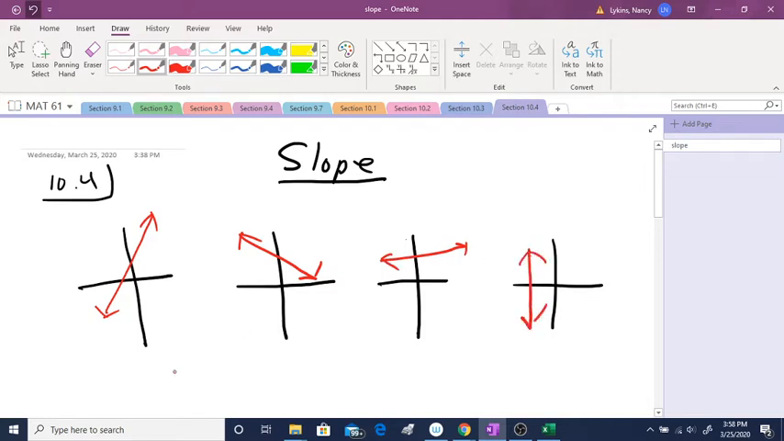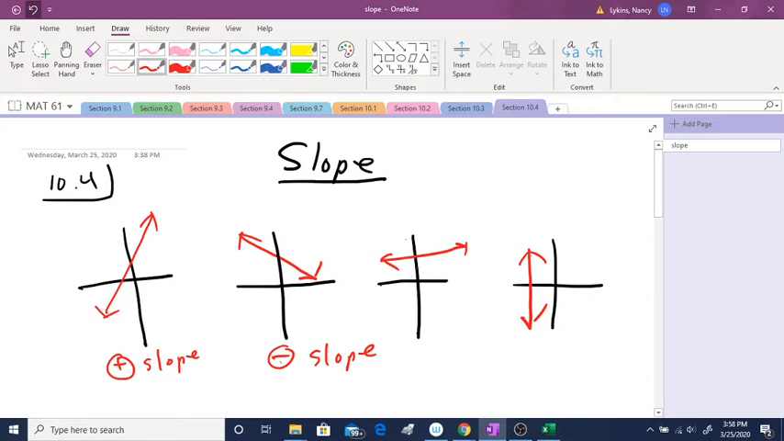Now, on the first one, it's going upward. This is what I call a positive slope. I'm going to just put the plus symbol for positive. The second one is a negative because it's going downward, so it's a negative slope.